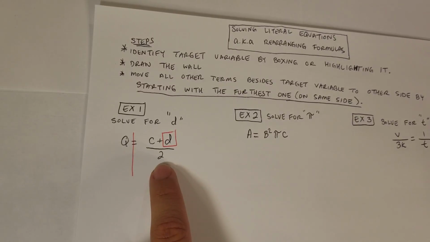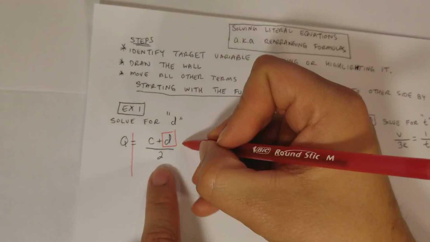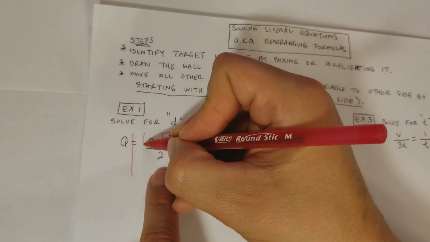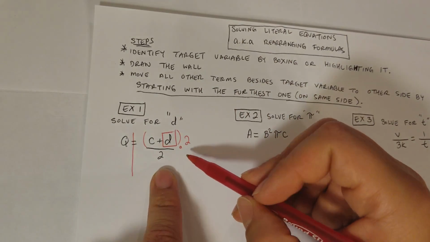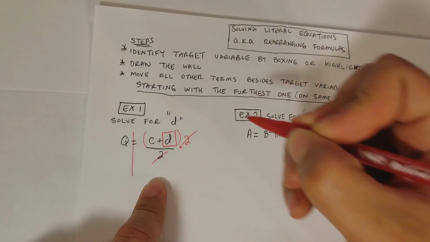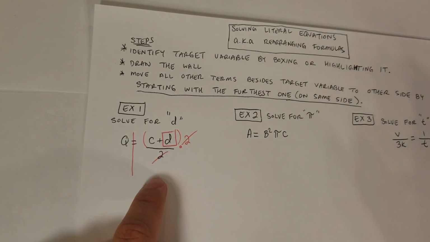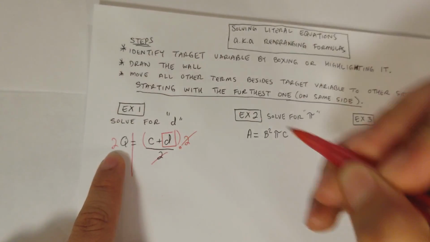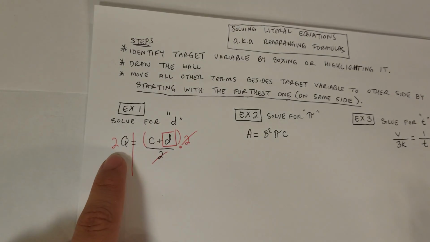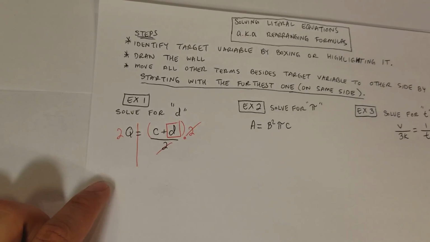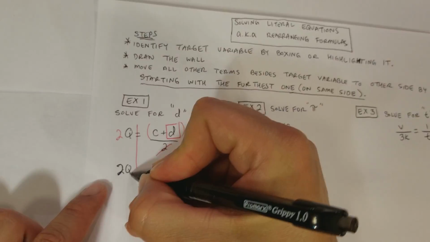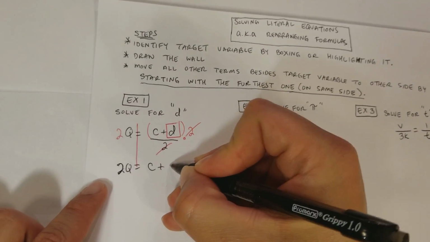So I'm going to start getting rid of the 2 by doing the inverse operation of the 2, which means to multiply. Because if it was divided by 2, we want to do the inverse of that, which means to multiply by 2. If I multiply this side by 2, then the 2 and the 2 cancel out. But I can't just do that and not do the other side, because we have to keep the equation balanced. So I have to multiply the other side by 2 as well, and that'll be 2 multiplied by q on this side. Let's rewrite this real quick. So we have 2q is equal to c plus d.